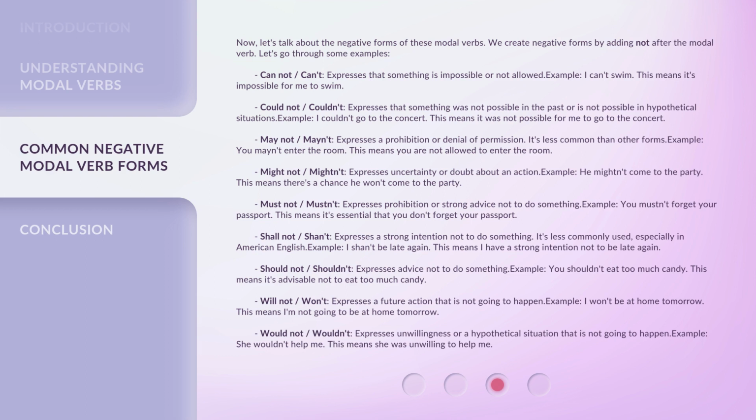Would not, wouldn't, expresses unwillingness or a hypothetical situation that is not going to happen. Example: she wouldn't help me. This means she was unwilling to help me.